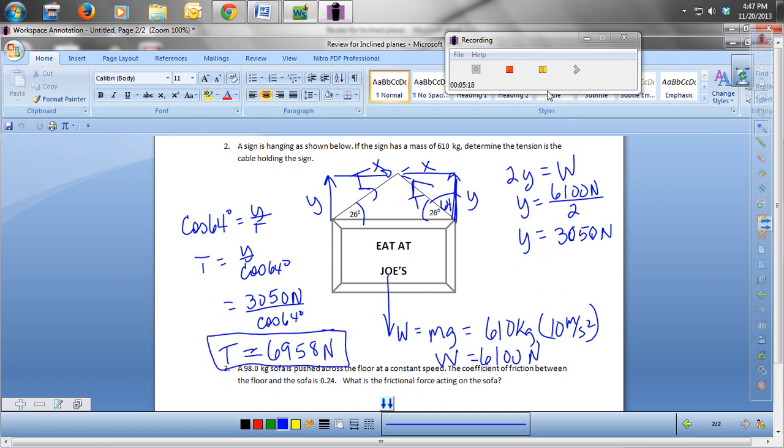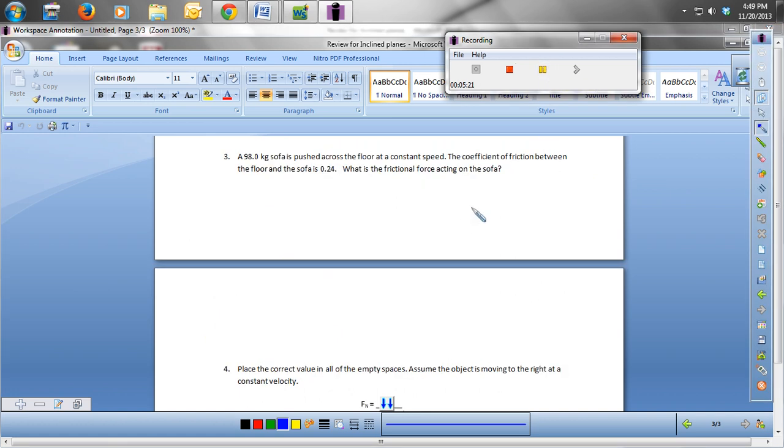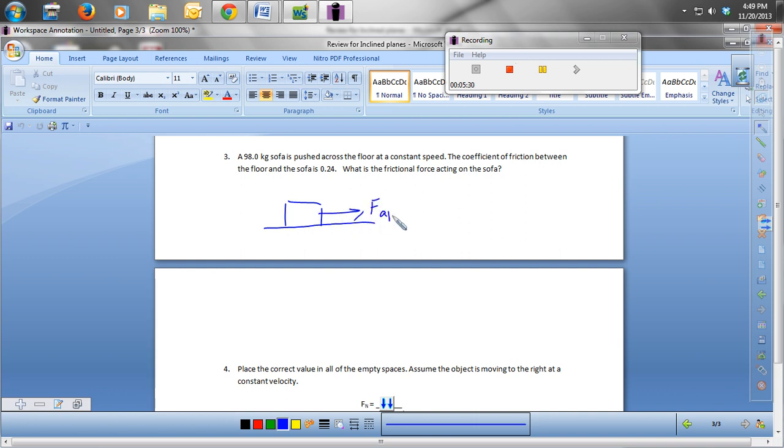Okay, so now I want to look at the sofa. I can't draw a sofa, so this is my sofa. It's being pushed across the floor like that, so that's the applied force. It's being pulled down with its weight. That's 98 kilograms times 10 meters per second squared, which is 980 newtons. The normal force is pushing back up, and it's equal to the weight in this situation. If I'm pulling it to the right, friction will act to the left.